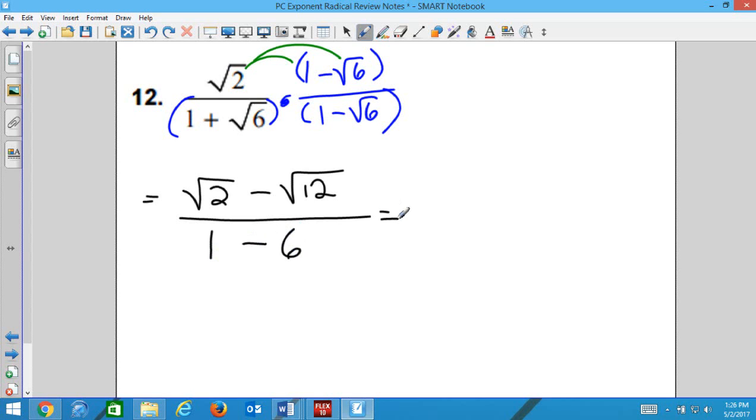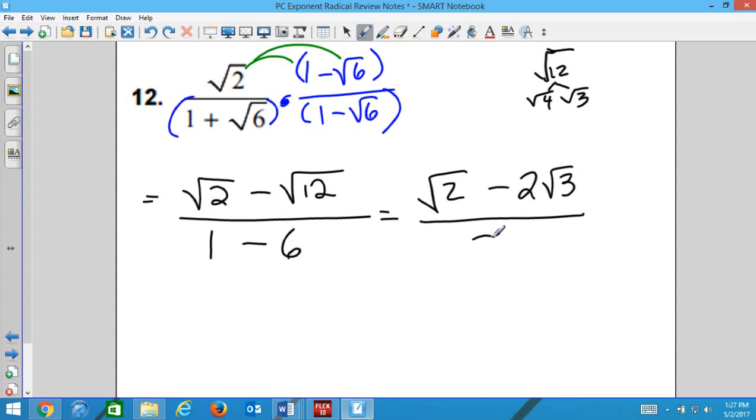And we're going to simplify that a little bit further. We're going to have square root of 2 minus square root of 12. But square root of 12, we should already kind of recognize that something happens special with 12. All right, it breaks down. And then we have negative 5 on the bottom.